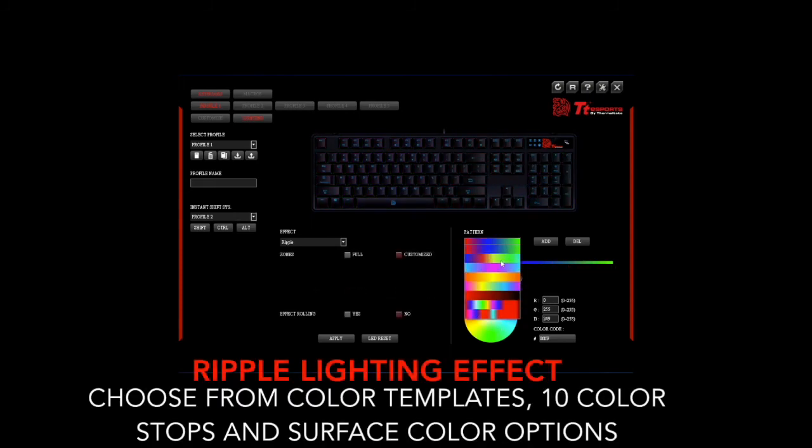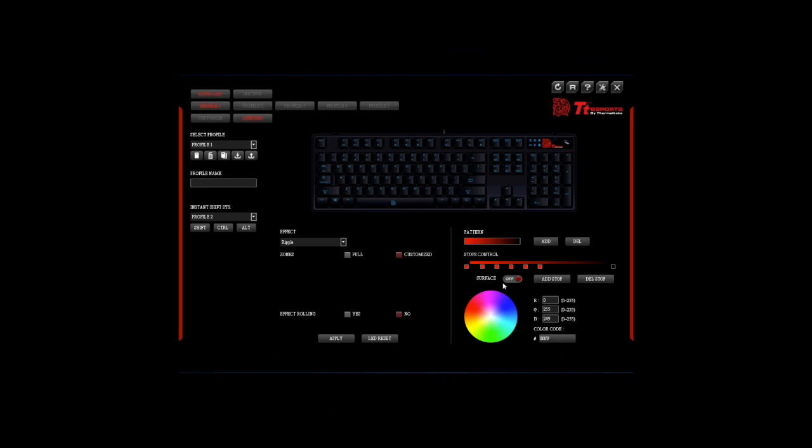For the ripple effect, you can use the 5 preset pattern colors available to you, or you can select from your own colors by adding up to 10 stops and selecting each individual stop with your desired color. You can also add a surface base color to the effect by selecting the surface option and turning it on and choosing your desired color.